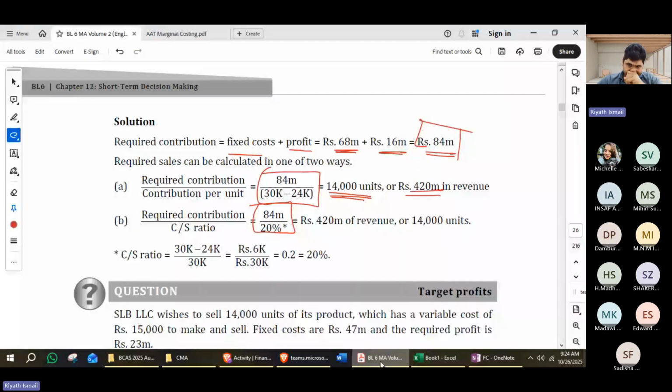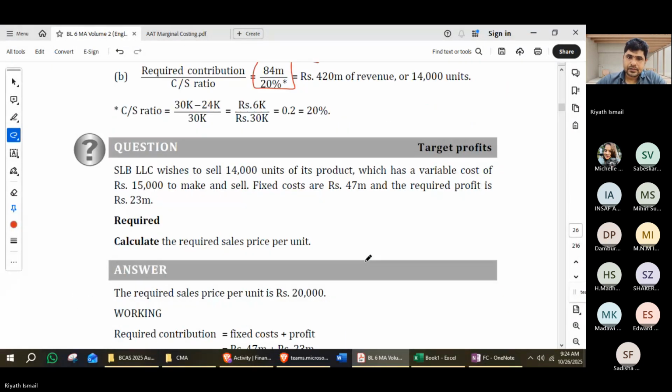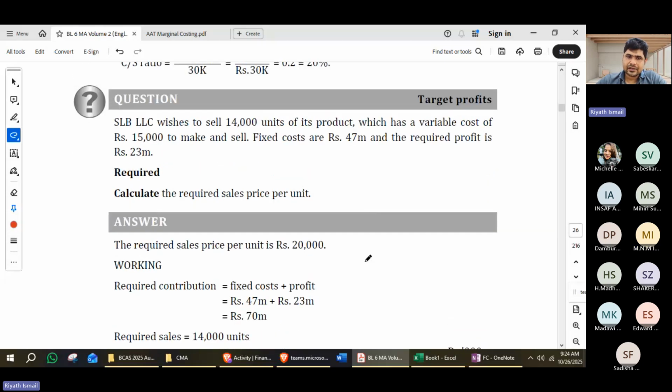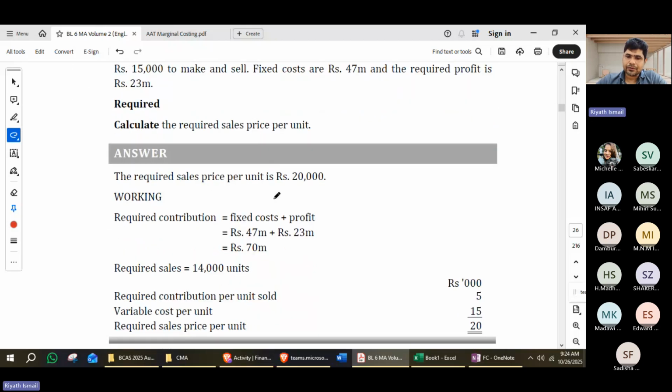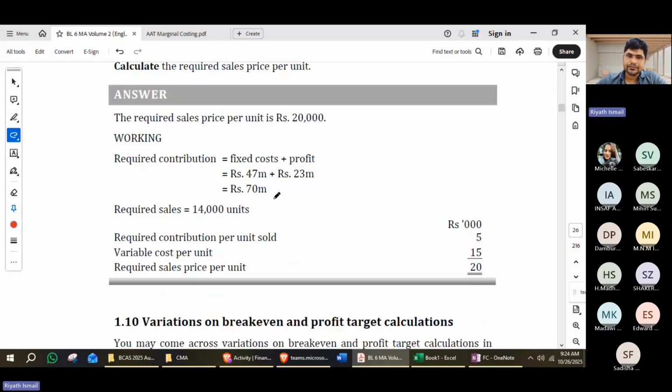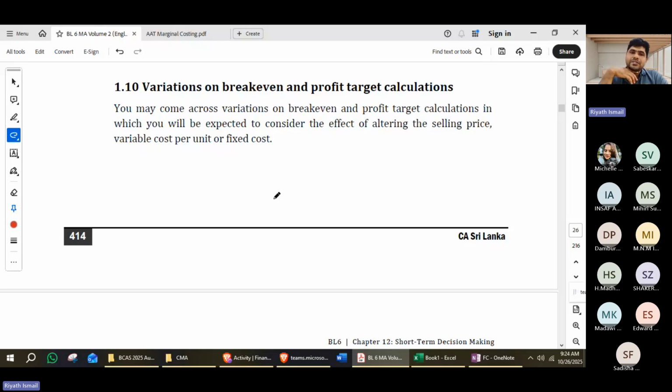Now let's move. So we can do this thing, right? The same to find out the target profit. It is not a new thing here. Right, variations on a break even and profit target calculation. How do we do this variation?